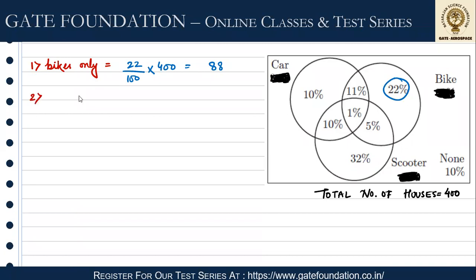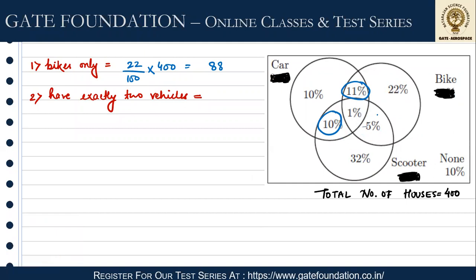Number of houses which have exactly 2 vehicles. Those who have exactly 2 vehicles. 104. That's correct. Very good. So which ones will we consider here? So we will be considering first of all this 11% who have a bike and a car, 2 vehicles. Then we will be considering this 10% who have a car and a scooter, and this 5%. These three things will be considered. We will not consider the center one because there it will be 3 vehicles, it will not be considered.